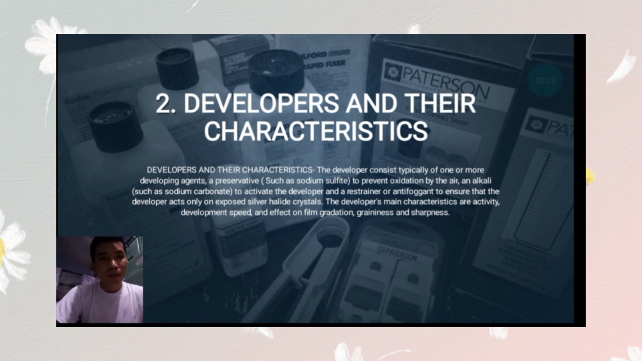Ang developers kay wala na siya nag-refer sa tao, nag-refer na siya sa mga chemicals na ginagamit para sa photo processing. Mao na siya mga chemicals na ipambutang sa mga picture. Mao na siya mga factors para ma-achieve ang good quality sa isa ka picture. The developer's main characteristics are activity, development speed, and effect on film gradation, graininess, and sharpness. Mao na siya ang mga good quality sa isa ka picture.